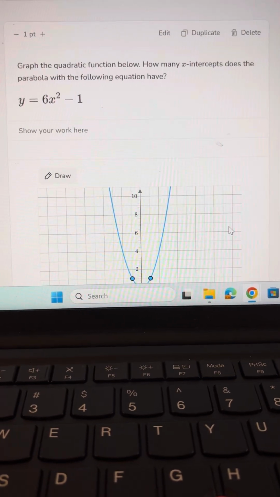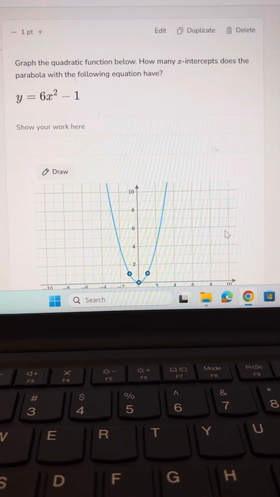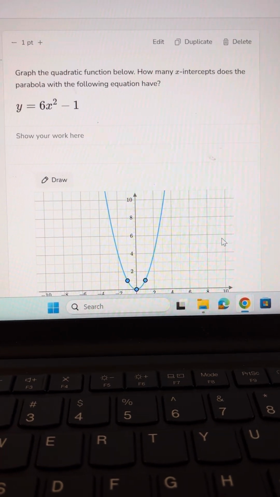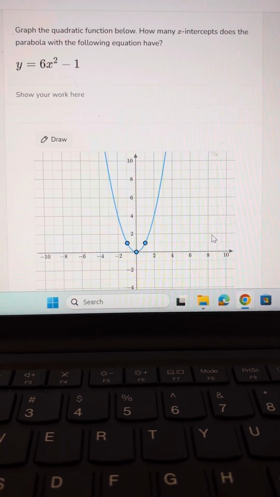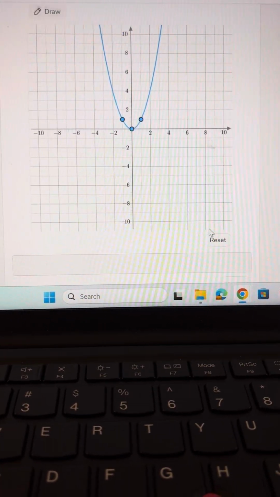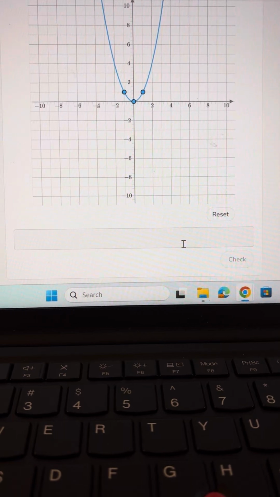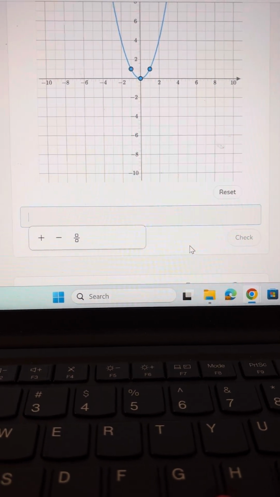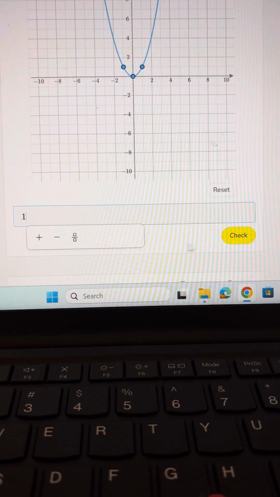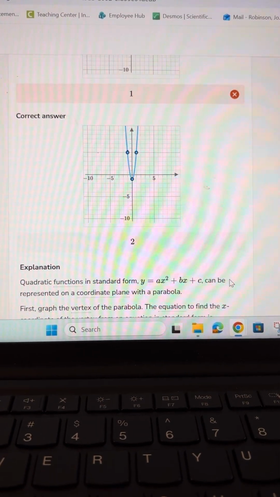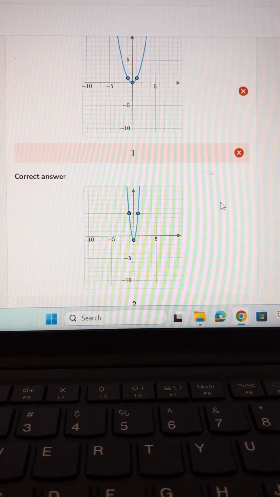There's another one that you need to graph. Oh, this one you have to tell how many x-intercepts there are. The x-intercepts are where it crosses the x-axis. This one really doesn't have any x-intercepts. It has 1, and it's at the vertex. Let me check it to make sure that's right. Nope, it does not have any x-intercepts.